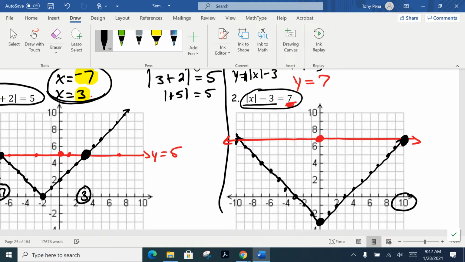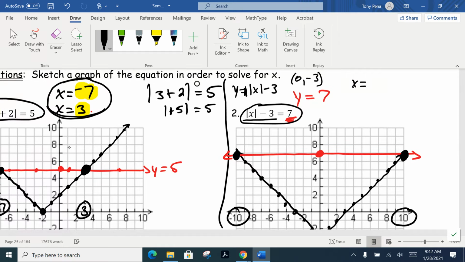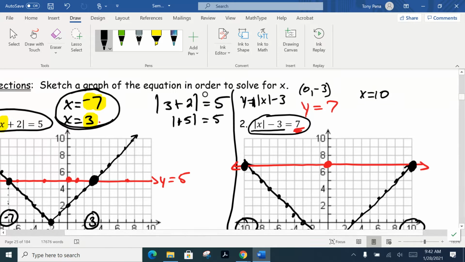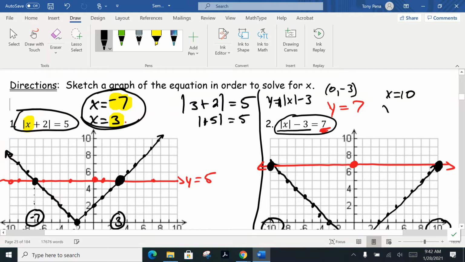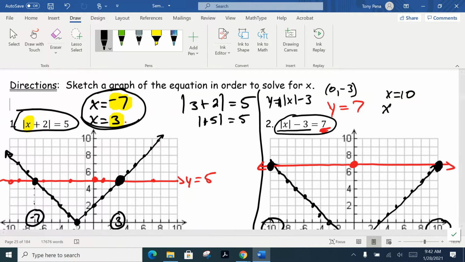Yeah, this intersection, I didn't draw a very straight V with the black one, but it then should be a negative 10. So our two solutions are x equals 10 and x equals negative 10. Those are our two solutions.